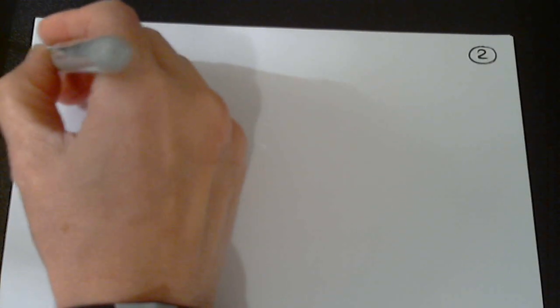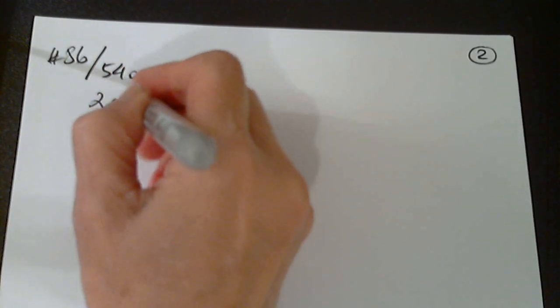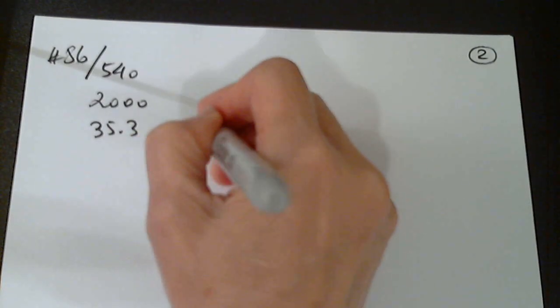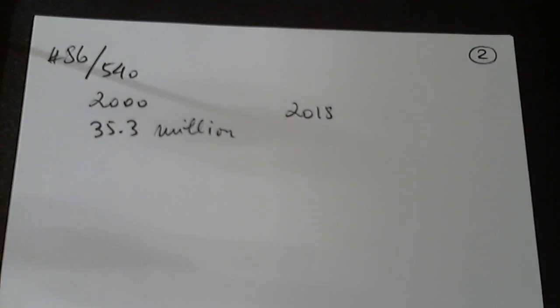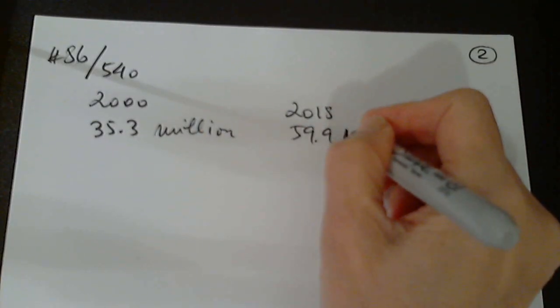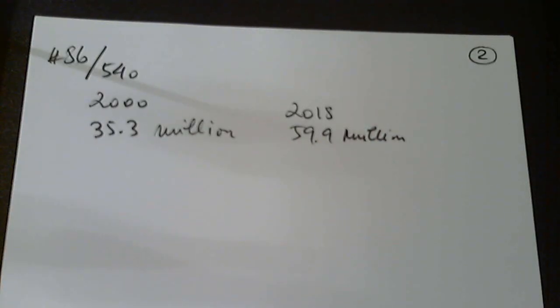According to the U.S. Census Bureau, in 2000, I'm taking notes. So this is 86 on 540. In 2000, there were 35.3 million residents of Hispanic origin living in the United States. By 2018, the number had increased to 59.9. So I took notes on those.